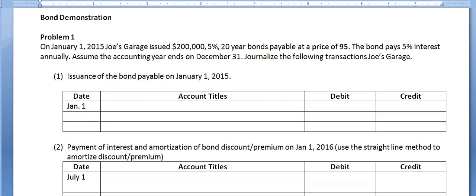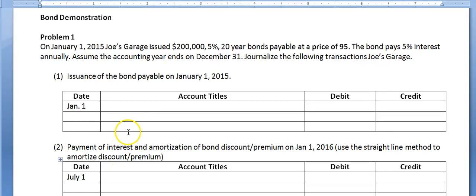In problem 1, January 1st, 2015, Joe's Garage issued $200,000 of 5%, that's the stated rate, 20-year bonds payable at a price of 95. That means 95% of face value. The bond pays 5% interest annually, which means once a year. Assume the accounting year ends on December 31st. Journalize the following transactions at Joe's Garage. So we first issue the bonds payable.